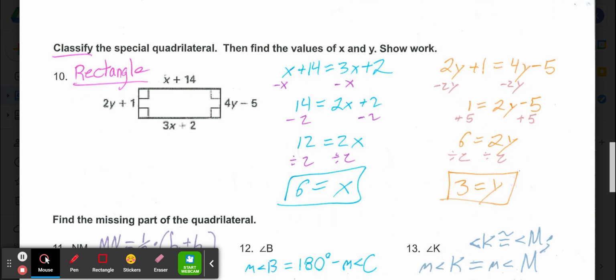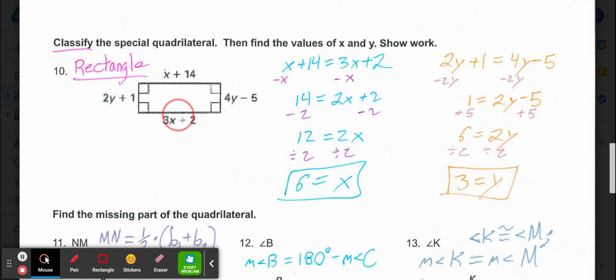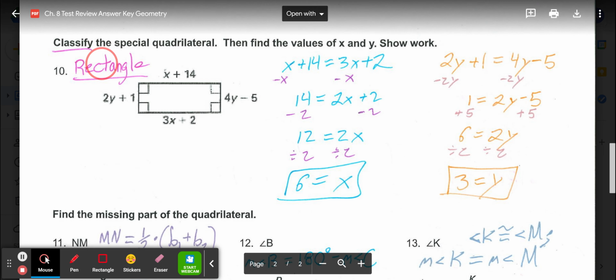Moving down to number 10. It first asks us to classify the special quadrilateral, meaning give it its specific name, then find the values of x and y. So first, looking at my image, I have 4 right angles telling me opposite sides are parallel. And with the 4 right angles, by definition, that would be a rectangle.